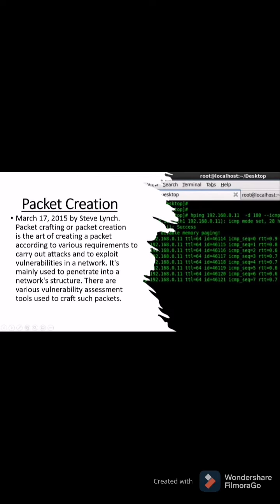Packet creation. According to Steve Lynch, March 17, 2015, packet crafting or packet creation is the art of creating a packet according to various requirements to carry out attacks and exploit vulnerabilities in a network. So it's mainly used to penetrate into a network structure. Those are the various vulnerability assessment tools used in crafting packets.